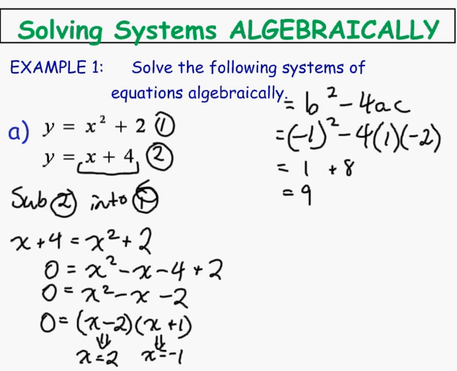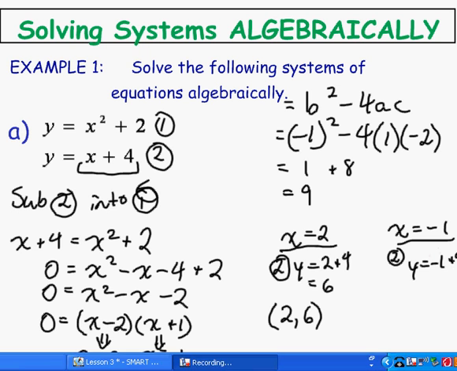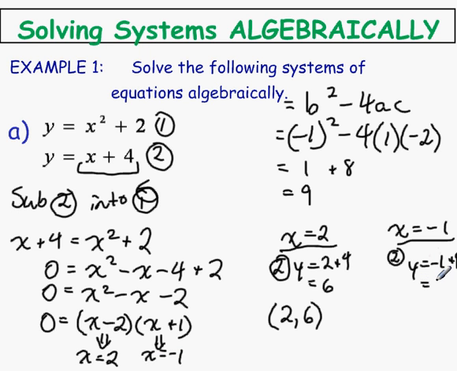So what we need to do now is find our corresponding y values. We're going to take x equals 2 and substitute that back into equation number 2. Instead of x, we sub in 2, so we have y equals 2 plus 4, y equals 6. So our first point of intersection is (2, 6). For our second point of intersection, x equals -1. We substitute that into equation number 2. Okay, so for my second point of intersection, I have (-1, 3).